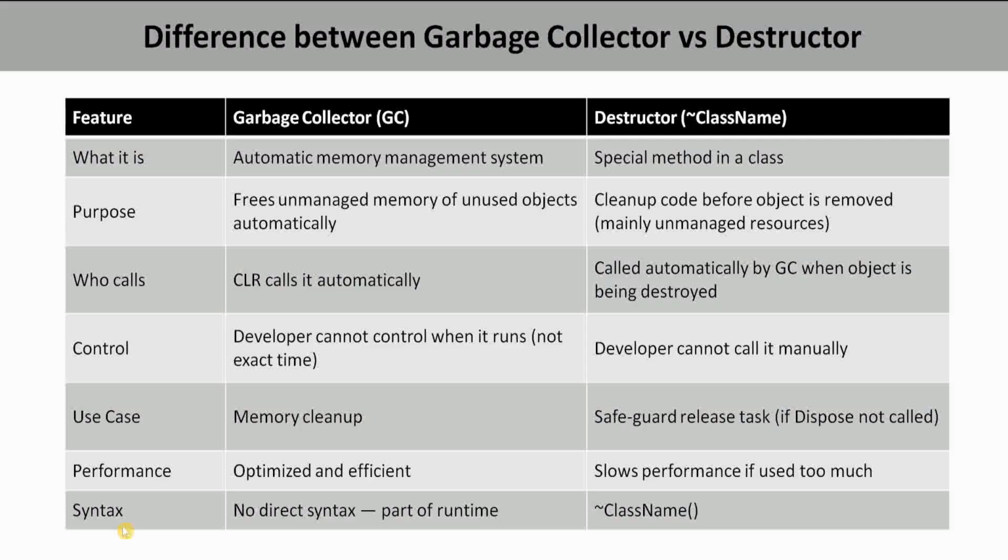So what about syntax? No direct syntax, it is part of the runtime. I just gave you examples of calling the garbage collector manually, but in the class we can use this tilde symbol with the class name and without any parameters, because it does not allow any parameters or any access modifier. Its access level is only private by default.